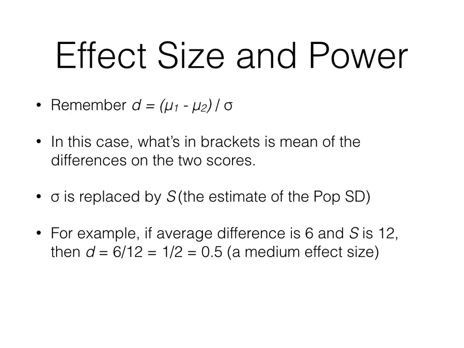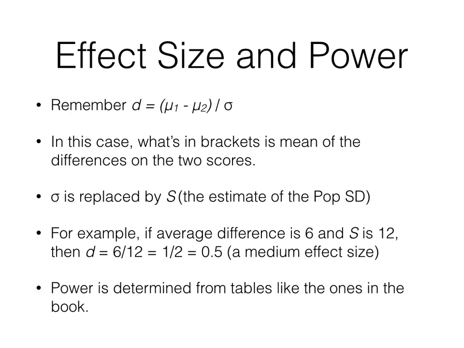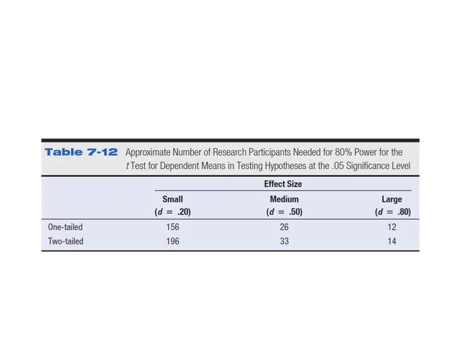You can also figure out power, and you could figure out how much your power is based on your sample size and your effect size, and it would be determined from tables like the ones in the book. I think perhaps the most important table is this one, table 7-12, that tells you how many research participants you're going to need when you're running a t-test for dependent means. So basically it's just telling us how many participants we need in a repeated measures design. And you can see we can get by with fewer participants in a repeated measures design than when we were talking about having independent groups.